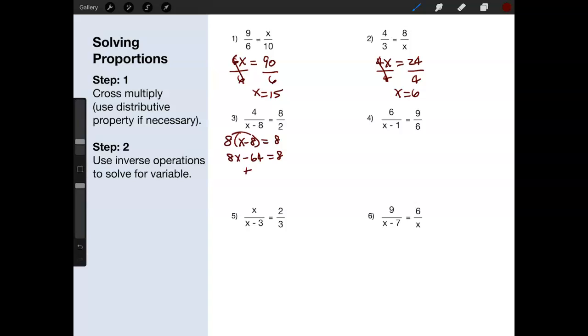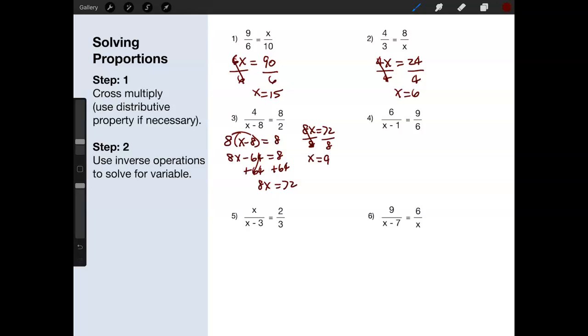We add 64 to both sides. This cancels. We are left with 8x equals 72. We divide both sides by 8. Cancels out, and we are left with x equals 9.